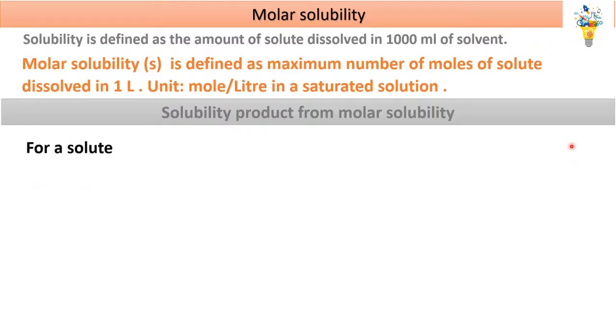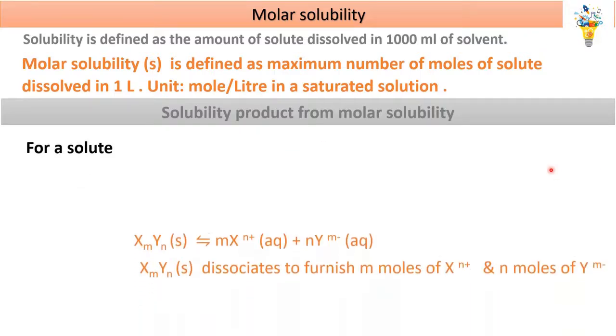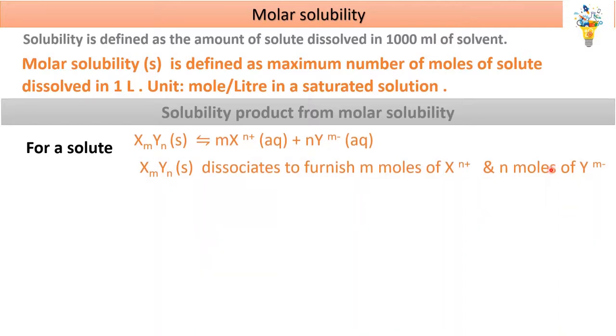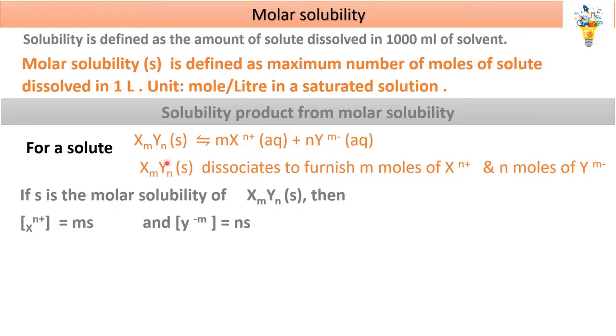Let us consider one example. For a solute that is XMYN, dissociate to give M moles of X ion and N moles of Y ions. If the solubility, that is the molar solubility of the solid, is S, you can write the concentration of X, that is a cation, is equal to M, the number of moles of this cation, into S. So the molar concentration of this X power N plus is equal to M into S, and Y is equal to NS.